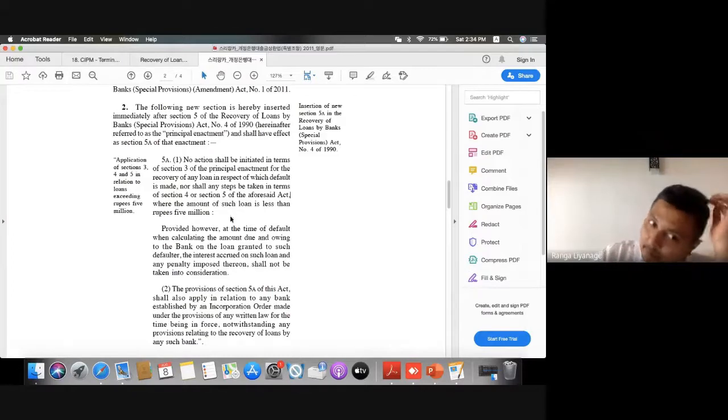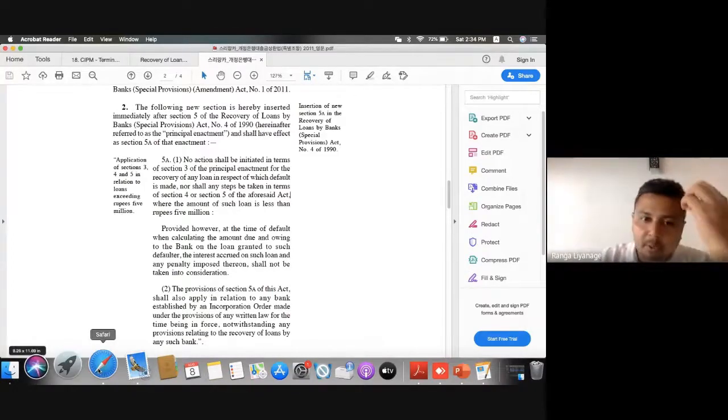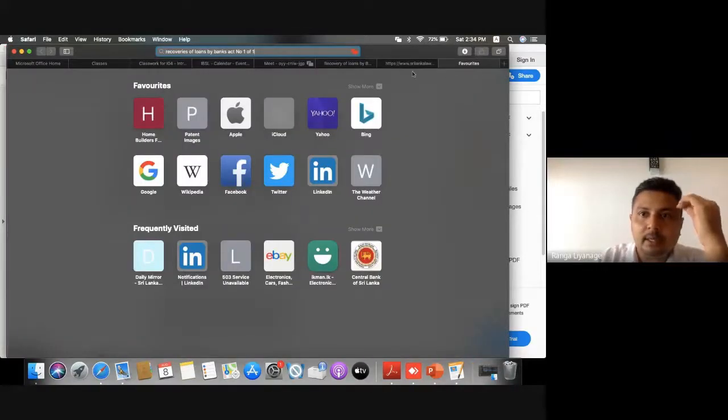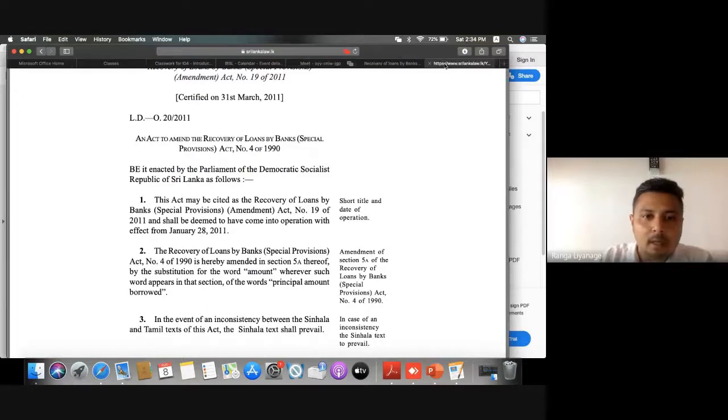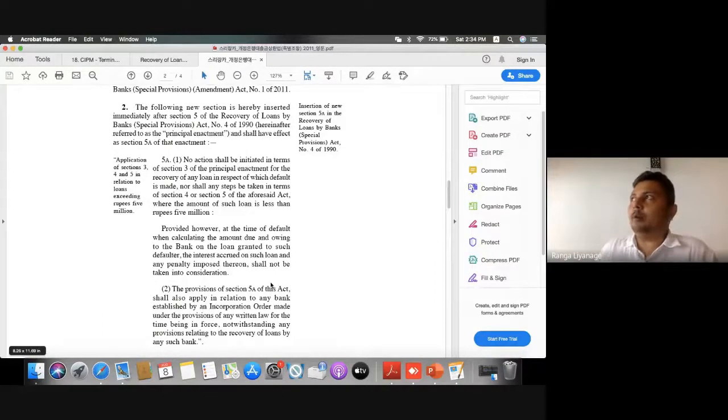But by Act number 19, there is an ambiguity there. What it did was, they said, hereby amended by substitution for the word amount. Wherever you see the word amount, you have to say principal amount borrowed, right? Principal amount borrowed.